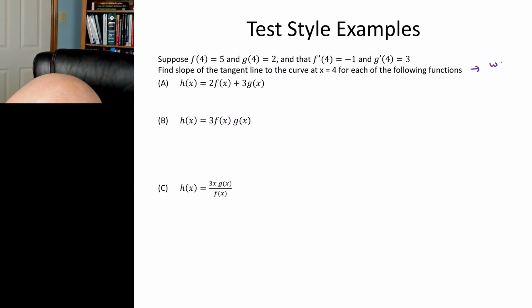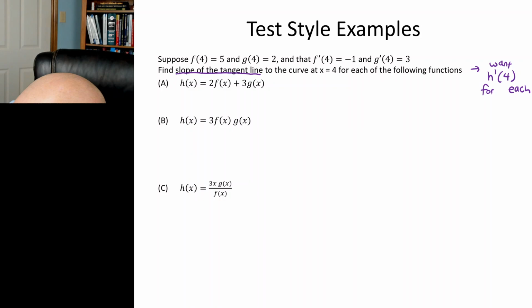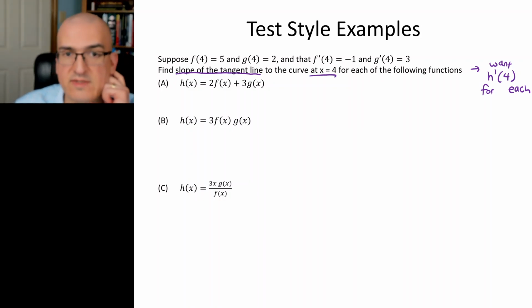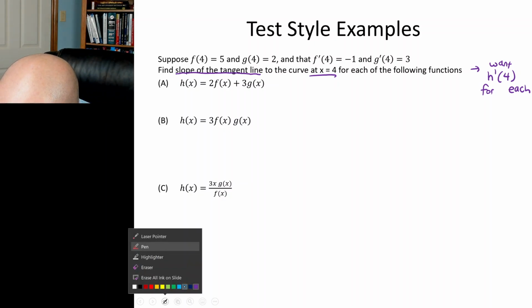So we want h prime evaluated at 4 for each. That's what slope of a tangent line at x equals 4 means. So let's take the derivative.